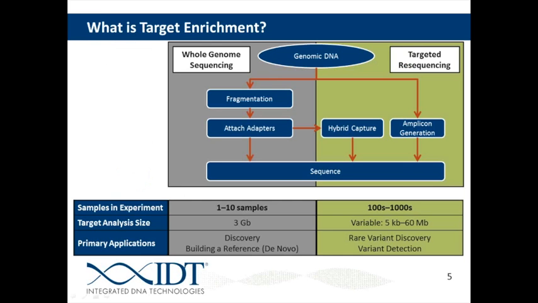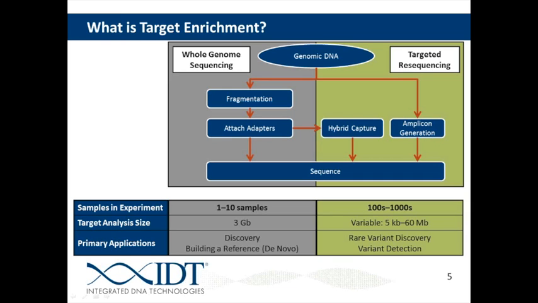So what is target enrichment? This graphic highlights two applications for next-gen sequencing, which is whole genome sequencing or targeted resequencing. The gray shaded region shows whole genome sequencing, where you have a fragmented library with adapters attached and then sent for sequencing. Generally speaking, you can do 1 to 10 samples of whole genome sequencing in one sequencing run.